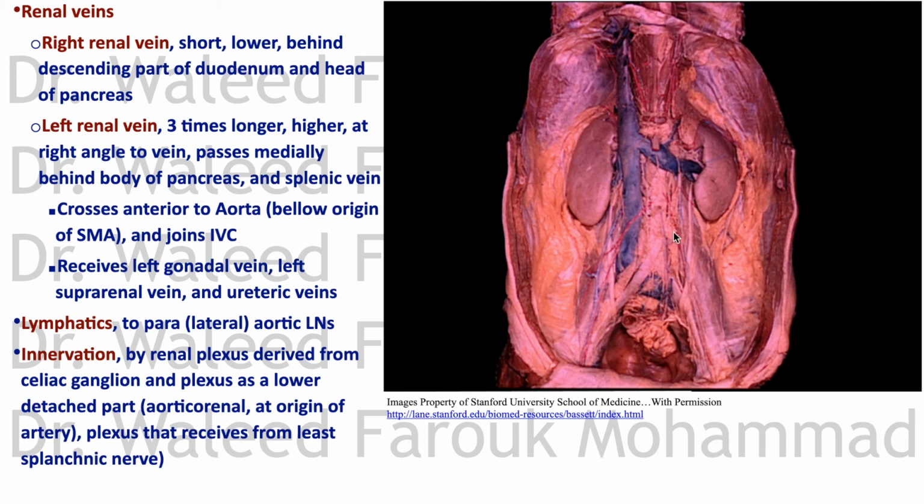So the pressure inside the left gonadal vessels, especially the testicular one, because it's longer, of course, than the ovarian, means the column of blood will be heavier, and that's why the varicocele is more common on the left side, on the left testicle, not the right testicle.